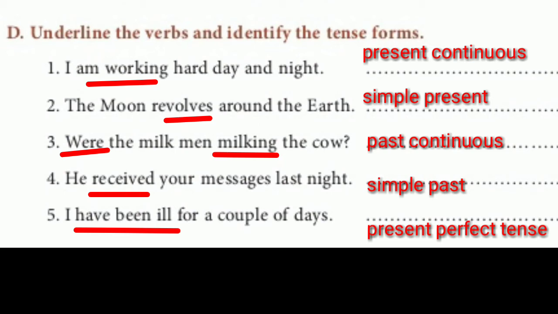Present continuous. Second one, the moon revolves around the sun. Here which one is the tense? Revolves. Okay, action word. And what tense is that? Simple present tense. Third one, were the milkmen milking the cow? So which is the tense form? Were and milking. So were milking. So what is it? Since there is ing, past continuous tense.